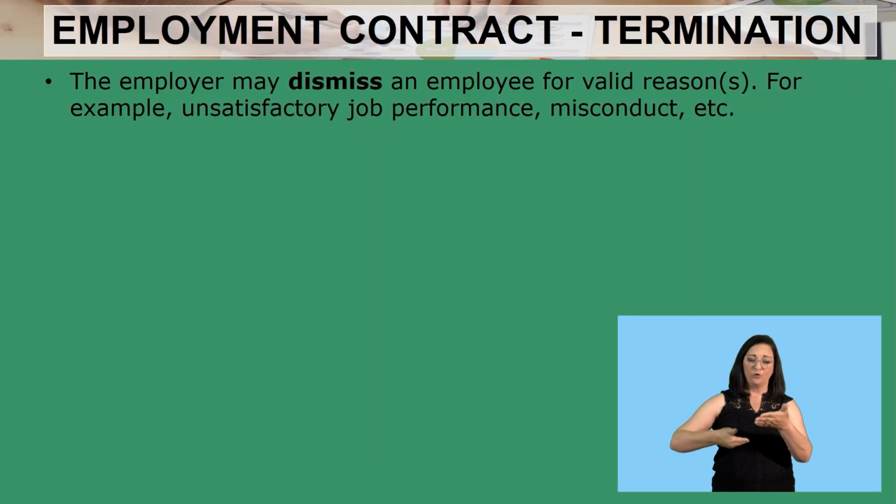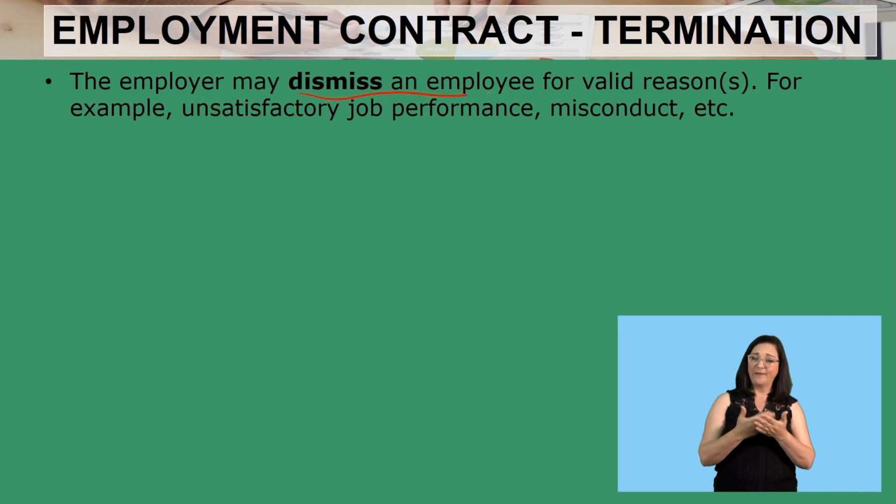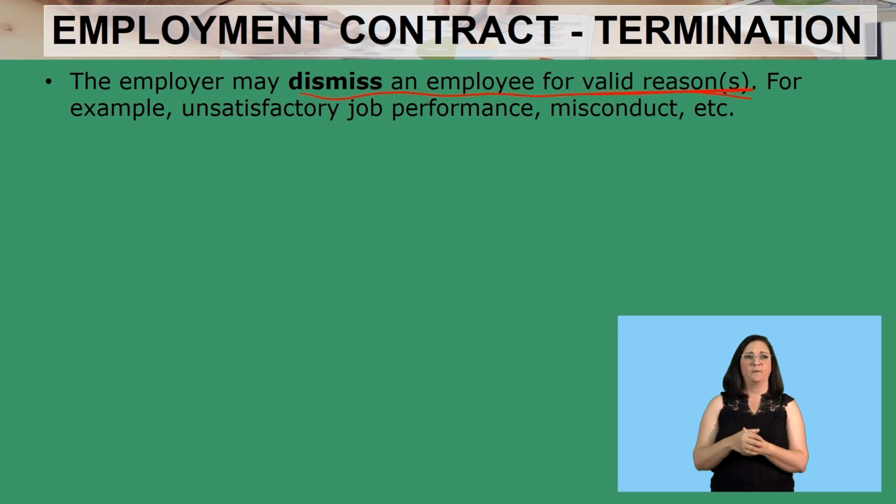Right, the last part of it is the termination. How is the contract terminated? When can it be terminated? So you can't just wake up in the morning and terminate the contract or fire a person. What needs to happen? So the employer may dismiss an employee for valid reasons, for example, unsatisfactory job performance or misconduct.